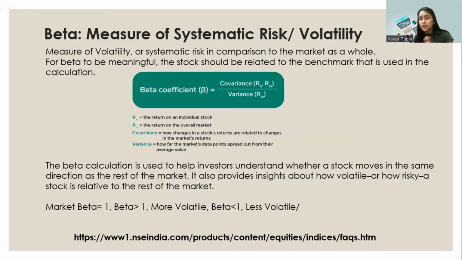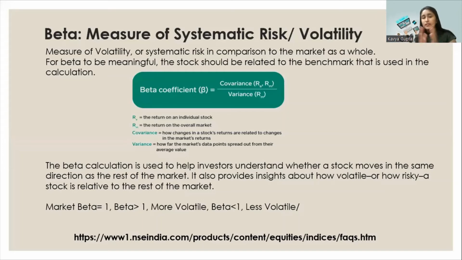Now you can see beta on the screen. The first way to calculate beta is using the covariance and variance formula. What does covariance mean? Covariance means how the stock returns or the changes in the stock returns are related to the changes in the market returns. We can have a positive covariance or a negative covariance, and the value of covariance can range between minus infinity and infinity.